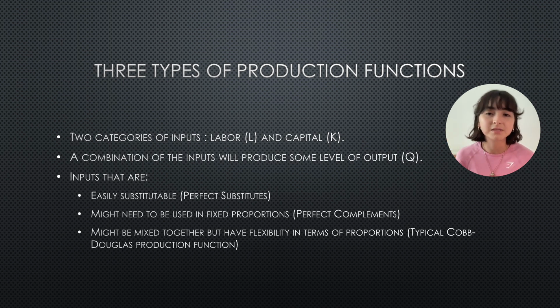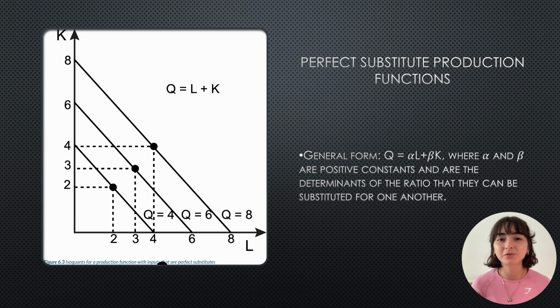Depending on the kinds of inputs that a firm has, production functions can produce different kinds of isoquant curves on a graph. So a firm can have perfect substitute inputs, which will yield a production function graph whose isoquants will be straight lines. Perfect complement inputs, which will lead to a production function graph whose isoquants will be right angles. And finally, we have Cobb-Douglas production functions, which will have isoquant curves that are smoothly curved, bowed in, and convex to the origin.